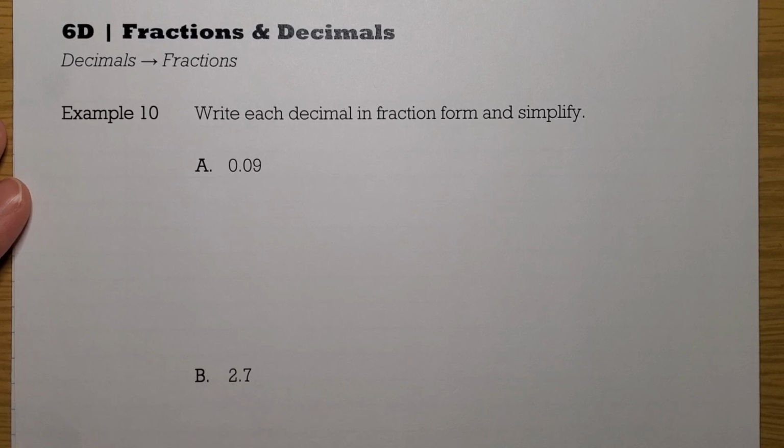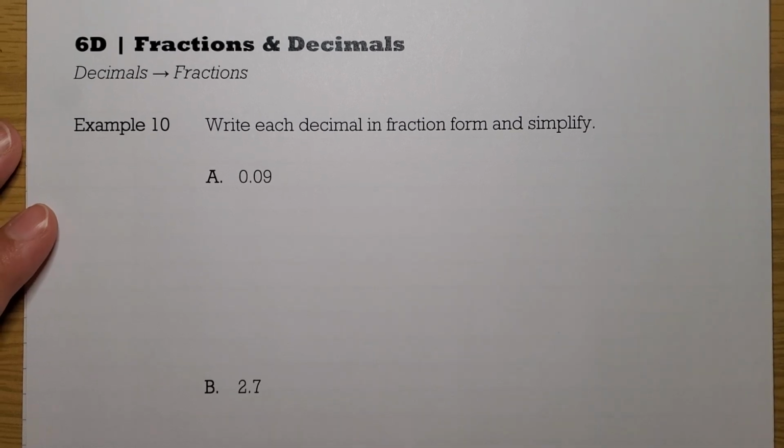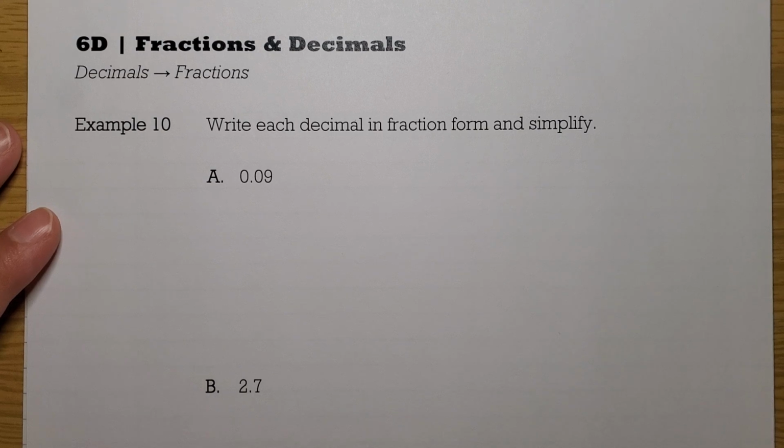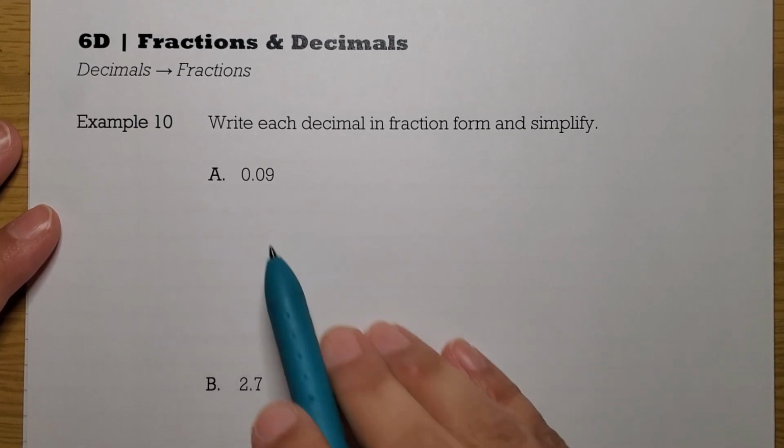So we're going to work through 3 examples here, and we're going to use the same technique for each of these. So we're going to write each decimal in fraction form, and then we will simplify. So here's how this works. There are a couple different ways you can think about it, but they all amount to the same thing. So I'm going to talk through how I think about it.